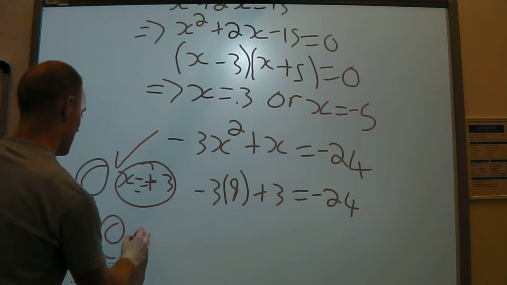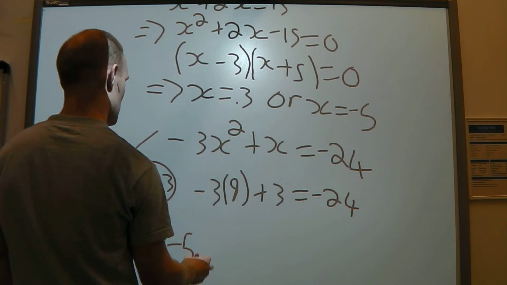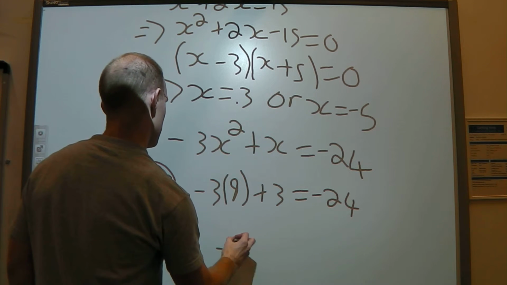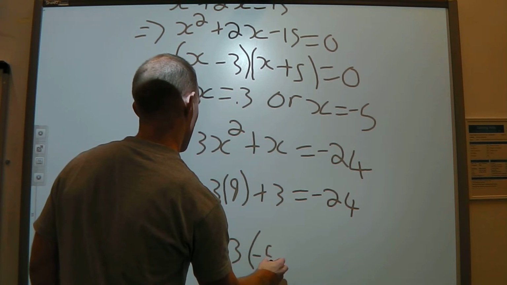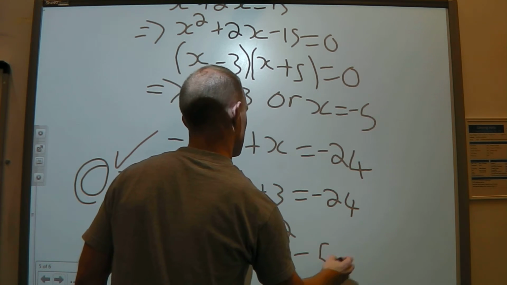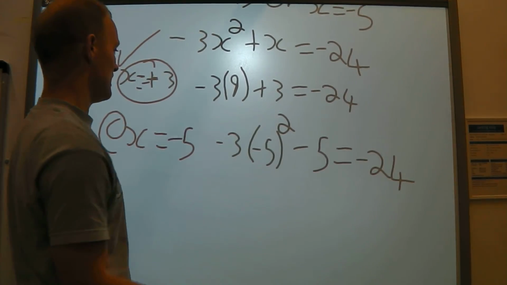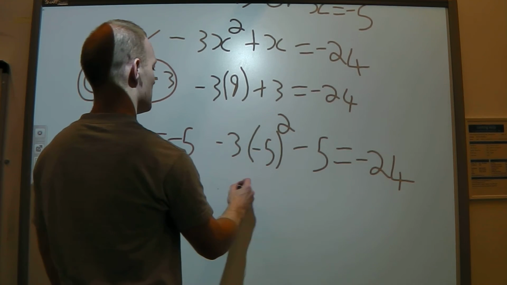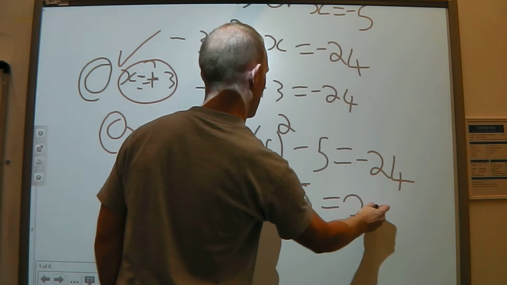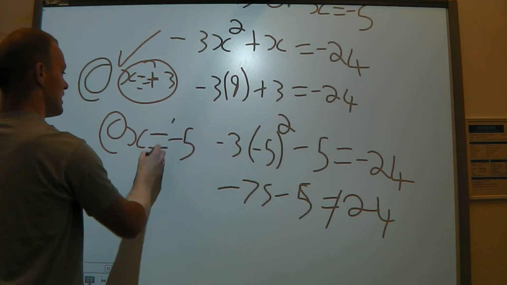Now, at x equal to, sorry, it was negative 5. We'll just check this out. We have minus 3 times negative 5, all squared. I can just tell it's going to be wrong. Minus 5 is equal to negative 24. As you can see, this is going to be a big number. Negative 75 subtract 5 is equal to negative 24. That is not equal to negative 24. That implies x is not equal to negative 5.